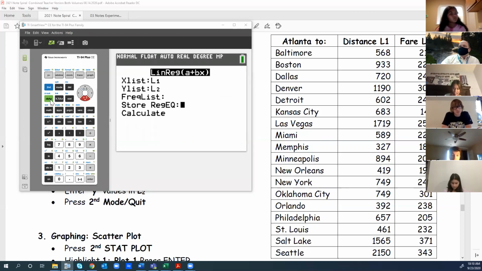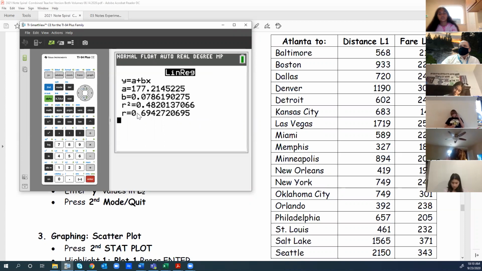This is really important: press alpha, followed by the word trace, and then press enter, and it should have Y1 up on the screen. If you don't have this, something else is not going to work for you later. All right, at that point, I hit enter a couple times, and there's my regression equation. So Y hat equals $177.21 plus 0.0786x. We have the R squared, or coefficient of determination, of 0.482, and we have the R, or correlation coefficient, of 0.69.